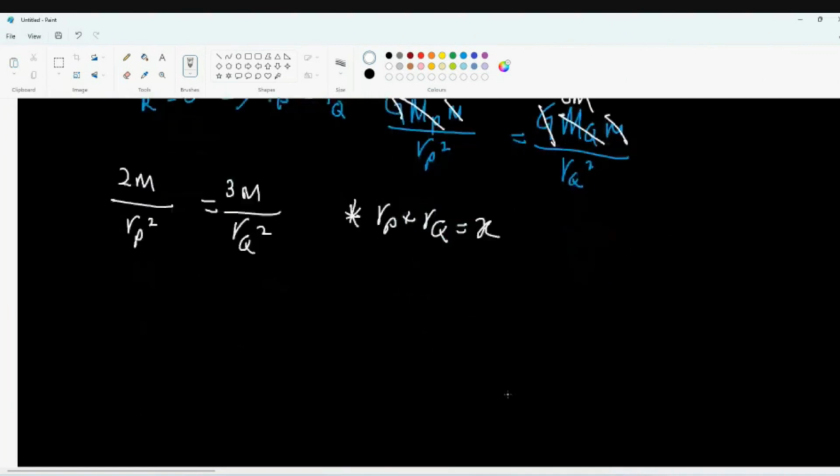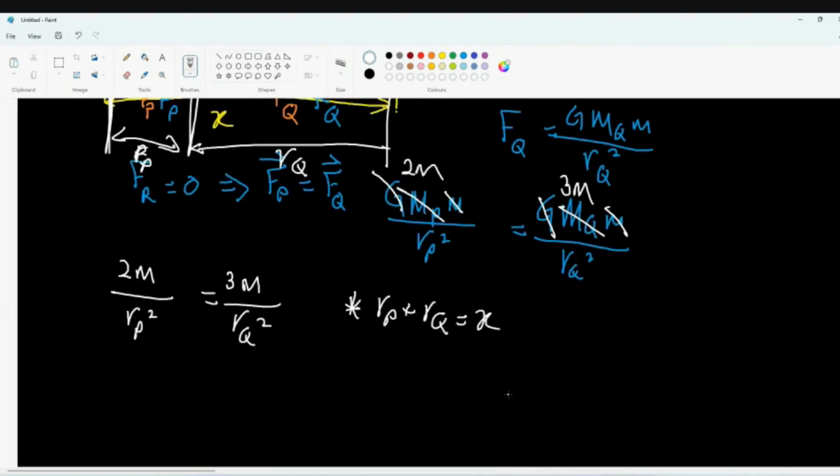So now I leave it to you to solve it. I remind you the question is asking about the distance of the rocket from the planet P. So you are going to change everything to P, because I do not want Q. It means you are going to substitute Q, which equals X minus RP. The M and M here can be simplified.